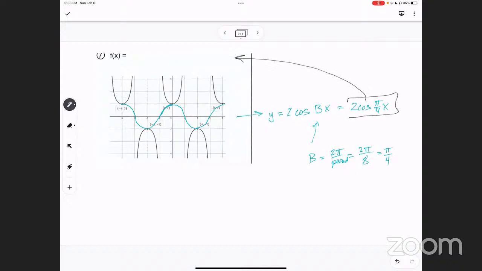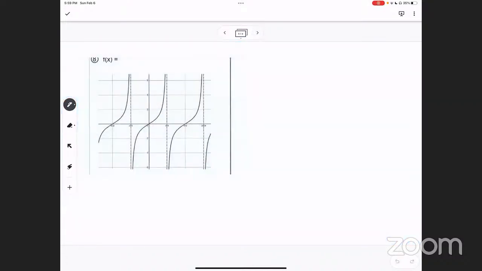So the whole reason I did that is because now I can answer the question. And the question was, what is the black graph? So can you tell me what to write for the black graph? It's secant pi over 4x. Very good. That's it. That's your answer. All right. You try this one.